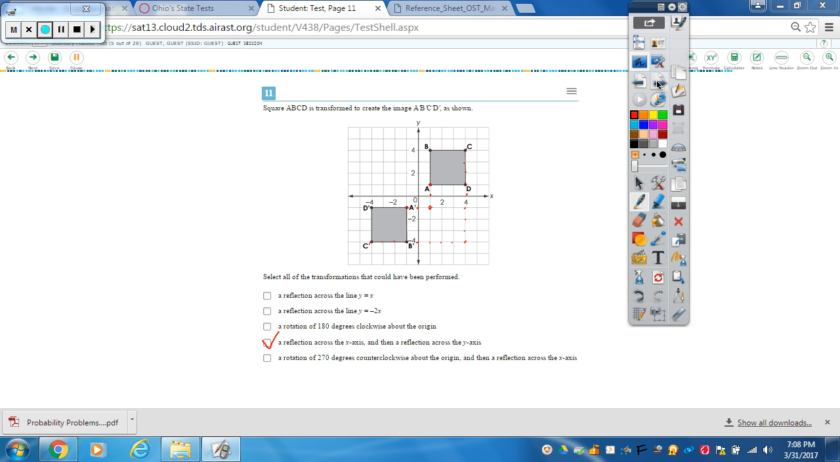For the last one, a rotation of 270 degrees counterclockwise about the origin. Let's go ahead and, well, first of all, 270 degrees. If this is 0, 270 degrees counterclockwise would be 90, 180, 270 right there, okay? So if I go ahead and set this up, C to the origin, and I want to go 270 degrees, I can go ahead and draw in, keep that going.